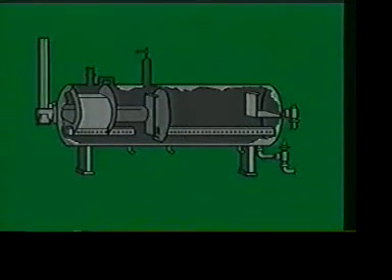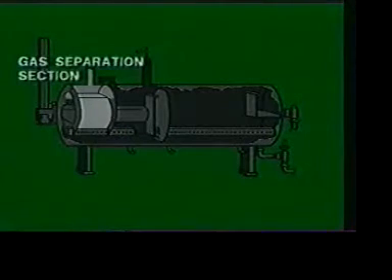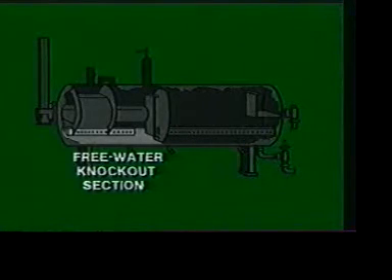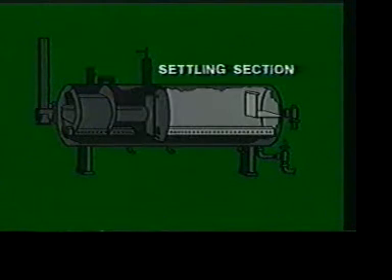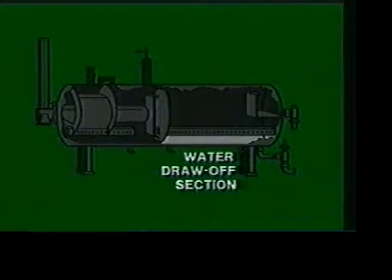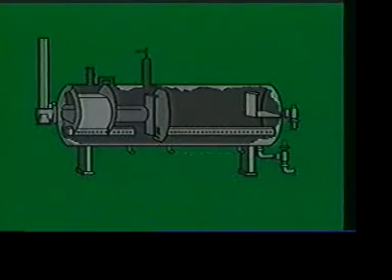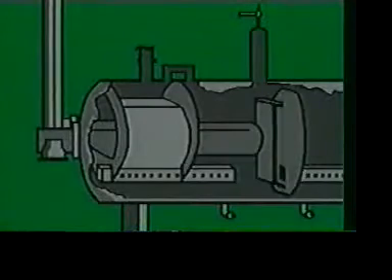A horizontal heater treater is divided into two chambers. One chamber contains the gas separation section, free water knockout section, and heating section. The other chamber contains the settling section and water draw-off section. Now let's look at each section in more detail.